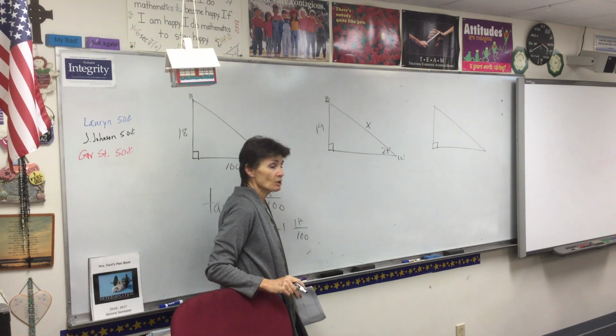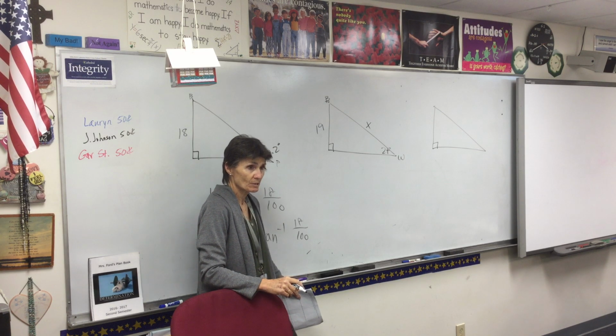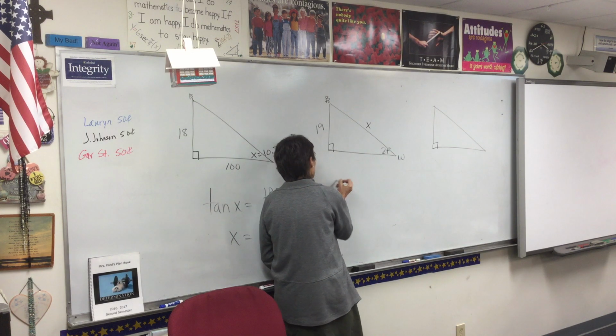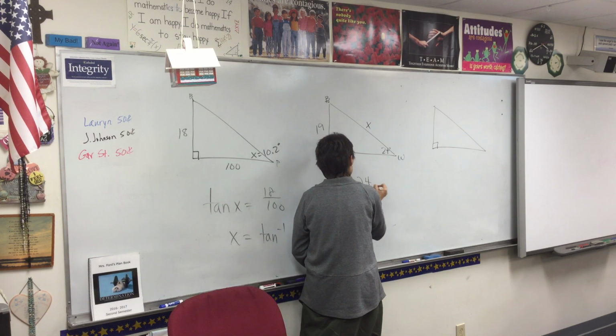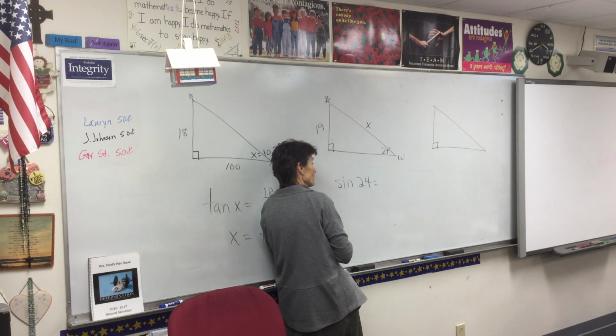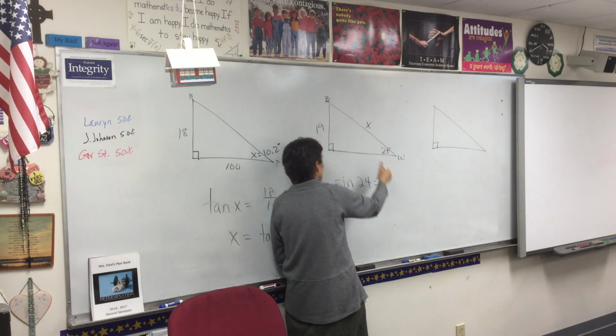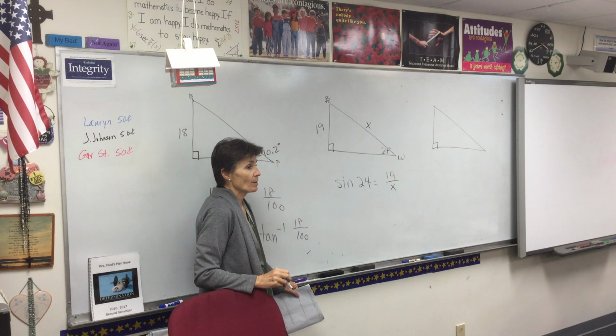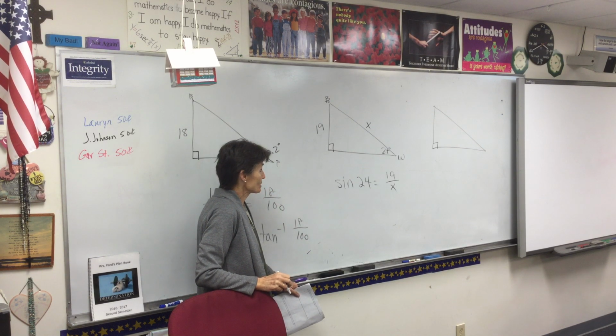Okay, equation: sine, cosine, or tangent. Sine. Why did we pick sine? Sine 24. Remember, the 24's got to go with the sine. Why did you pick sine? Opposite and hypotenuse. That's exactly right. Those are the two sides you have, opposite and hypotenuse.